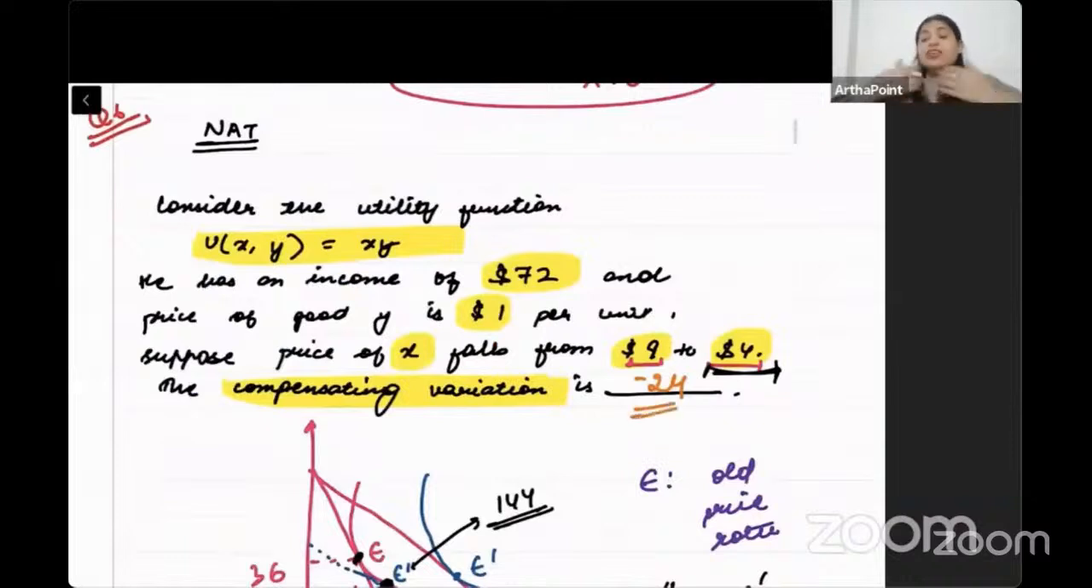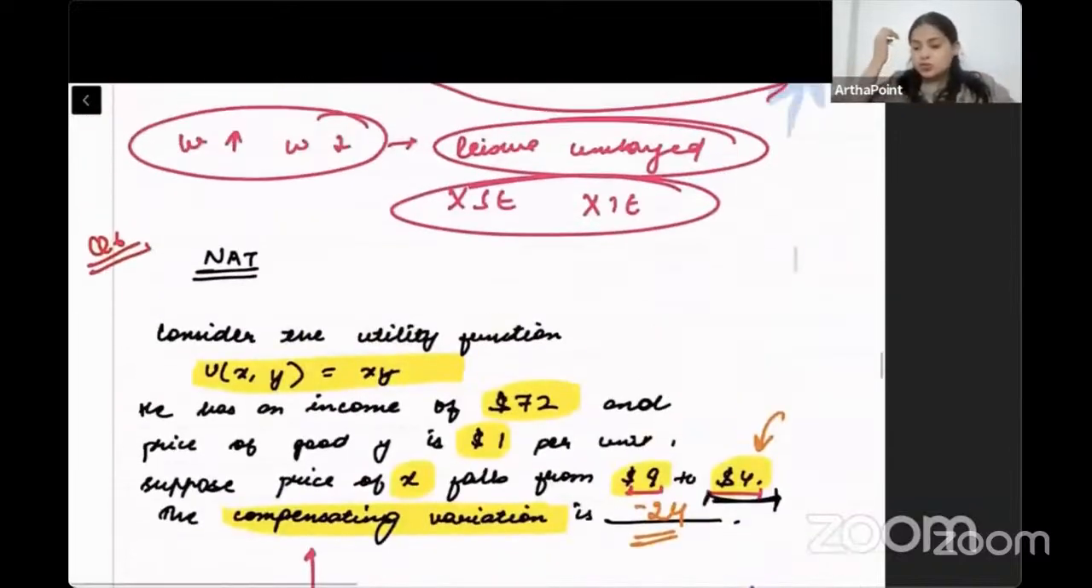Minus 24 because you have to give away income. You have to give back income. The price is decreasing, right? So you should be able to get the same utility with lesser money. That's the answer to this question.